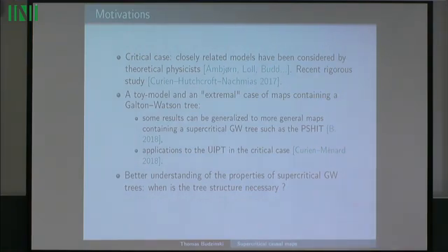And in the supercritical case, it is also possible to generalize some properties of causal maps to any planar maps containing a supercritical Galton-Watson tree. So it will not be the case of the properties that I will discuss today, but for example, some properties of the geodesics in supercritical causal maps can be generalized like this to a wide class of hyperbolic planar maps, which includes the PSHT, which are the natural hyperbolic variants of the UIPT.